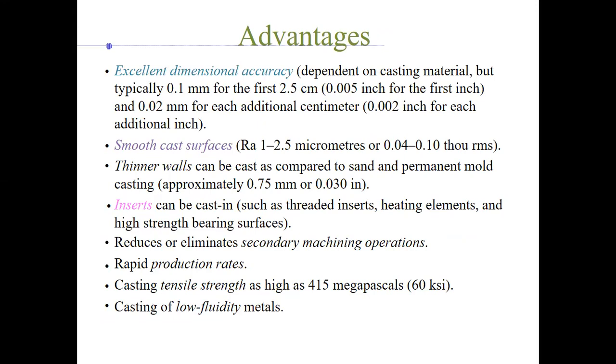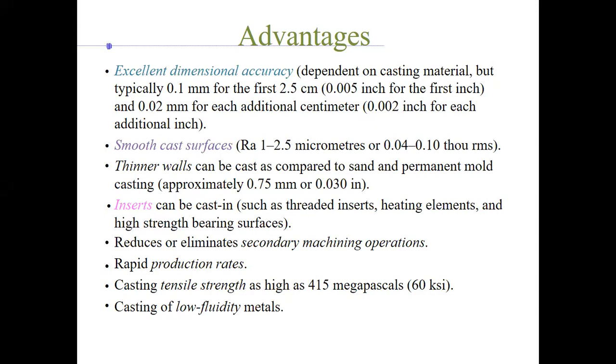Depending on casting material, the accuracy is dependent on casting material, but typically we have 0.1 mm for the first 0.5 centimeter and 0.02 for each additional centimeter, right? And smooth cast surfaces, right? Because of the pressure that is applied, it will go and stick to that mold cavity. So that's what gives it smooth cast surface. A reference value of 1 to 2.5 micrometers or 0.04 to 0.1 thou, that is US units.